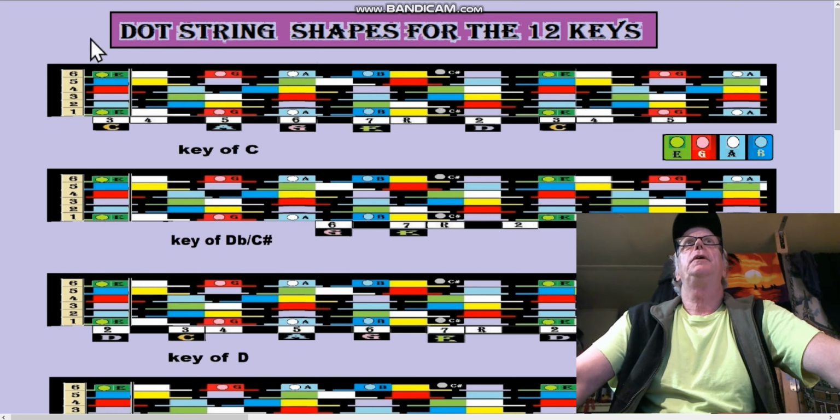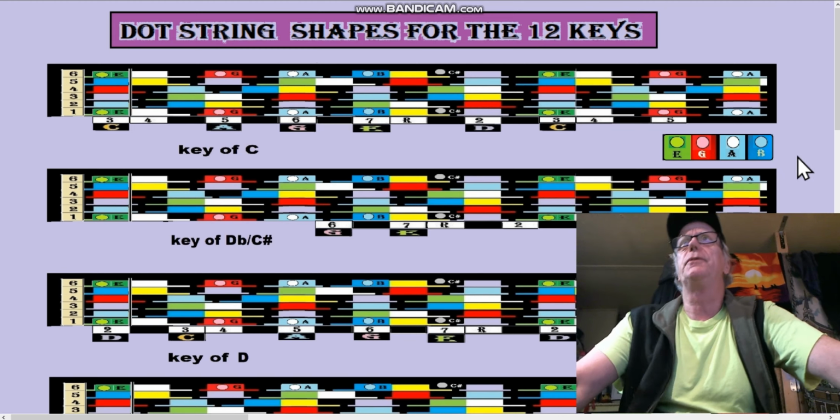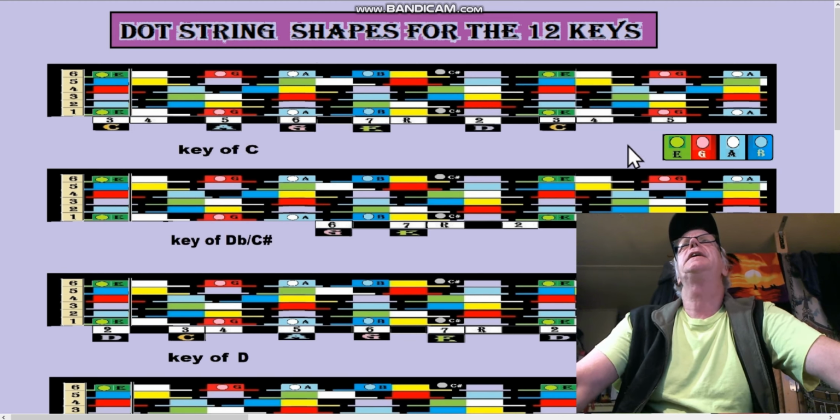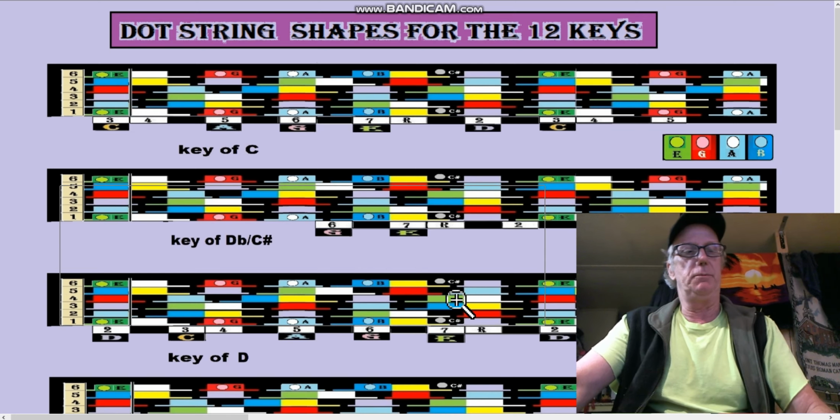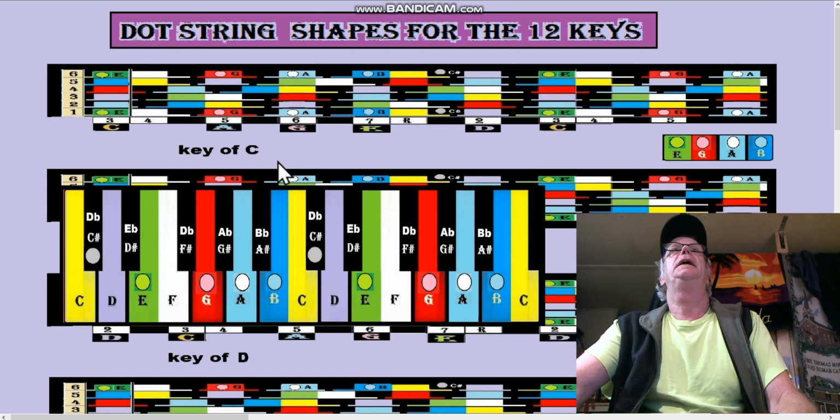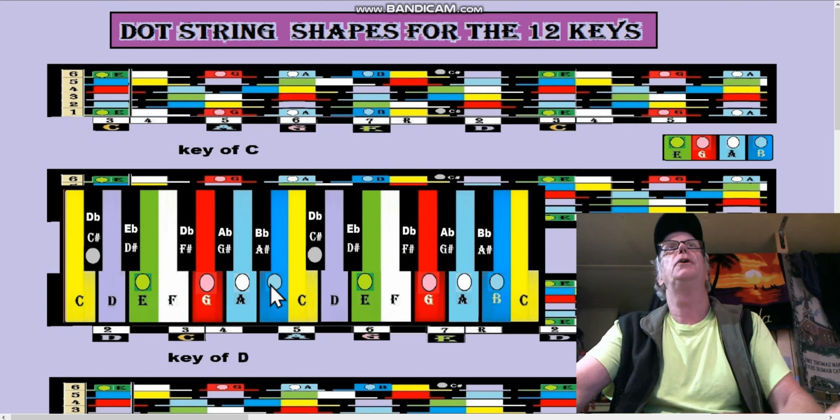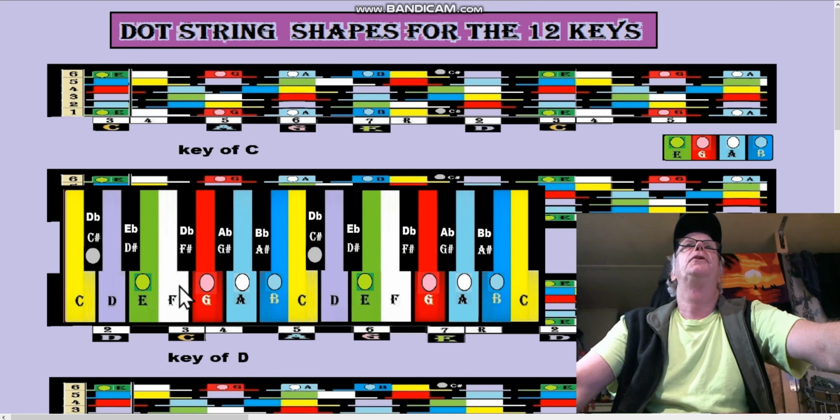Okay, so we're going to do the dot string shapes for the 12 keys, and we're going to move through fairly quickly, looking at the key of C. Remembering that we have a keyboard here, and in the key of C is C, D, E, F, G, A, B, C. We have 4 dots that also land on those scale tones on the 3rd, the 5th, the 6th, and the 7th of the key of C.